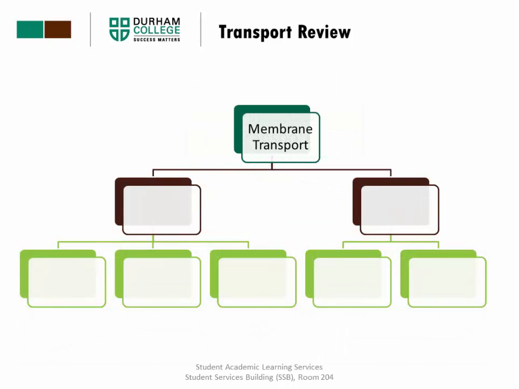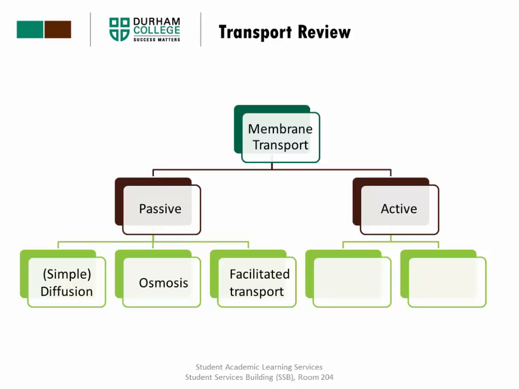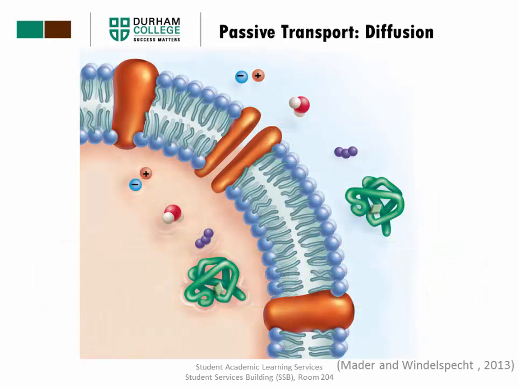So in the end, membrane transport is broken down into one of two major categories, as we just saw: passive transport and active transport. However, there are also subcategories to each of these types of transport. For passive transport, there are simple diffusion, osmosis, and facilitated transport. For active transport, there are pumps and bulk transport. So let's take a closer look at diffusion.